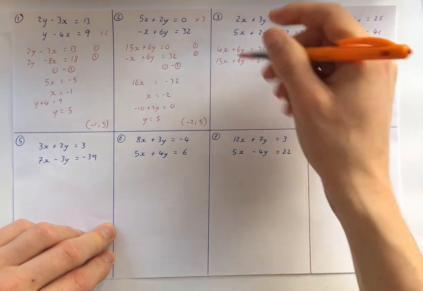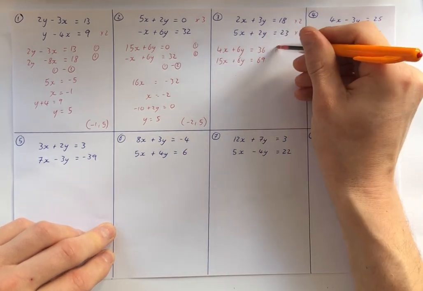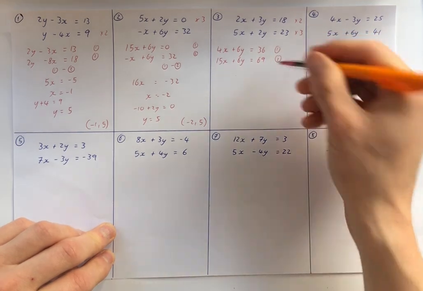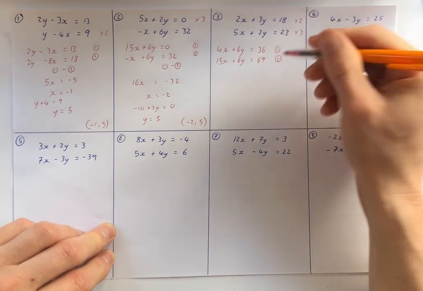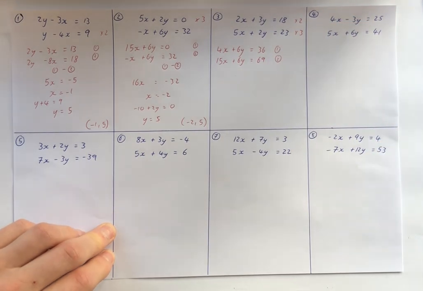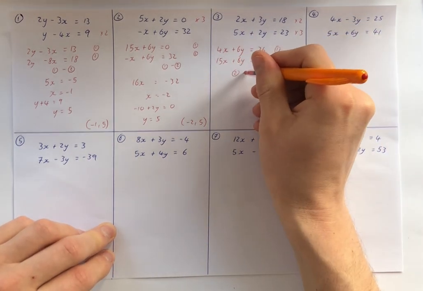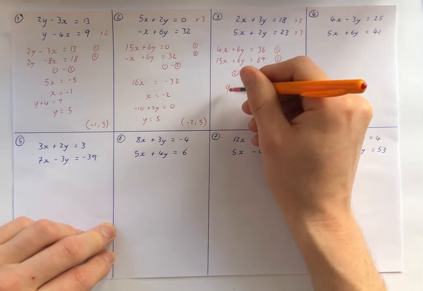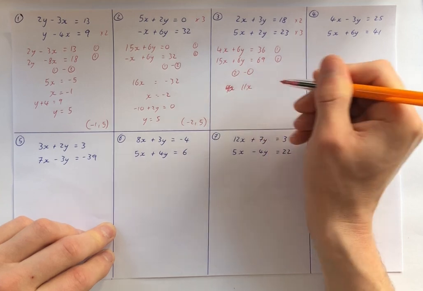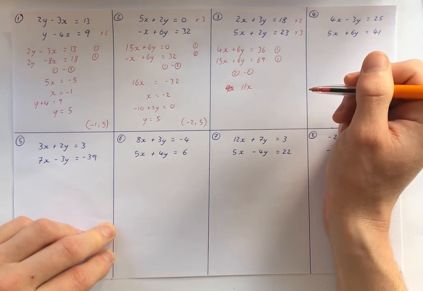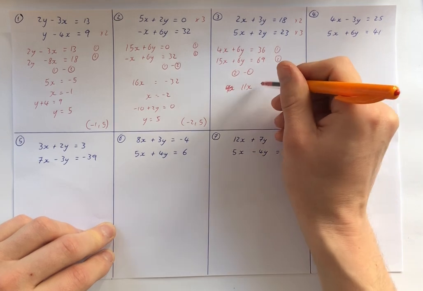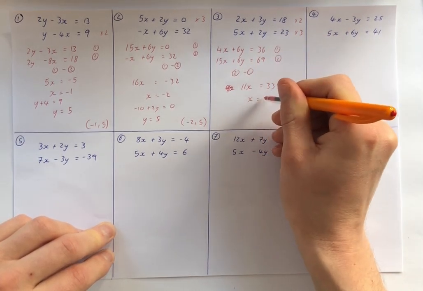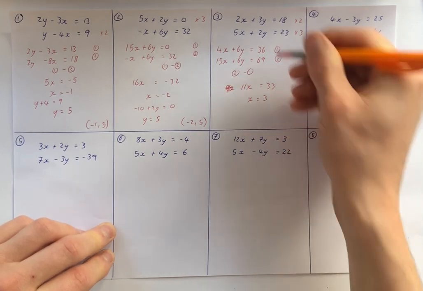Nice. Now we've got the first equation, second equation, we're going to go 2 minus 1, because 15 is bigger than 4, so that's nice, and 69 is bigger than 36, so that's quite nice. So 2 minus 1, we're left with 11x equals, and we're going to have 33. So x equals 3. If x is 3, put that back in.